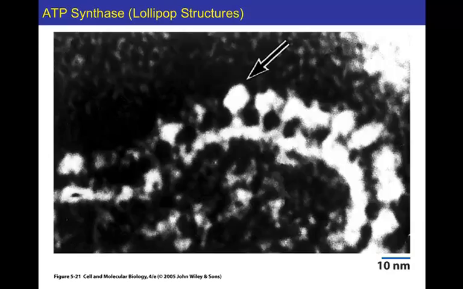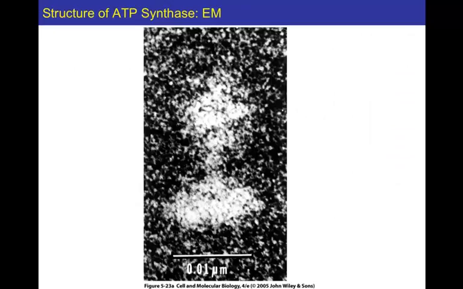This is a negative staining electron micrograph of lollipop structures, or ATP synthases, on the inner mitochondrial membrane, the cristae membranes of a mitochondrion. You can see that they do in fact look like lollipops, and we're going to show you a little more of their finer structure later on, but this is what they look like, and that's where the name lollipop structures came from. This is a higher magnification picture of a single ATP synthase molecule, a single lollipop structure.